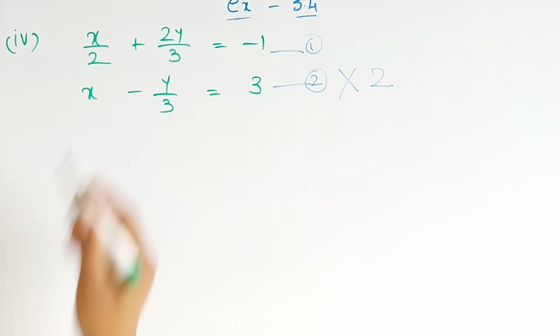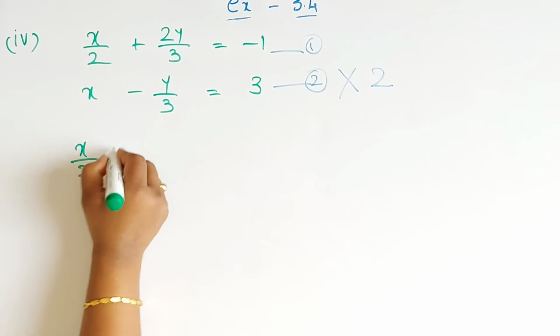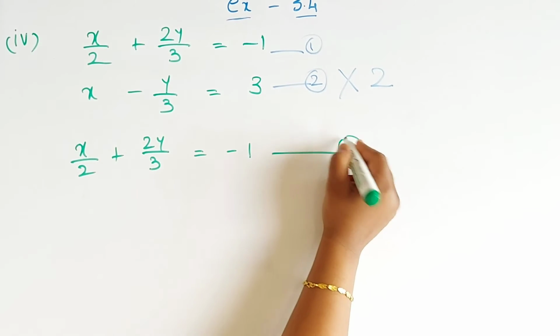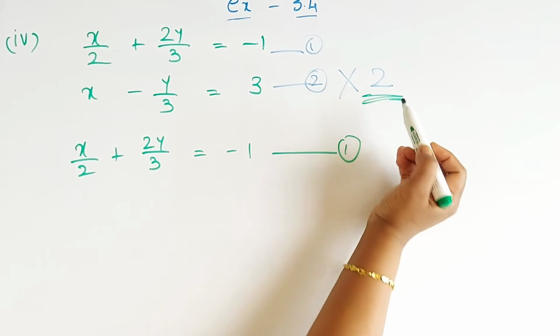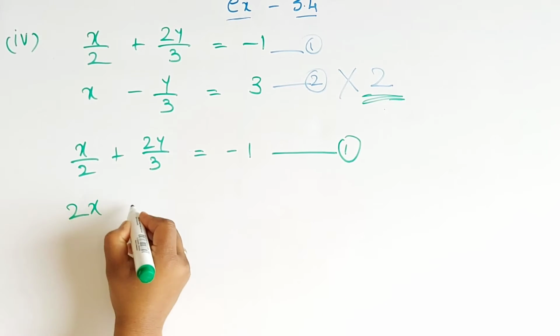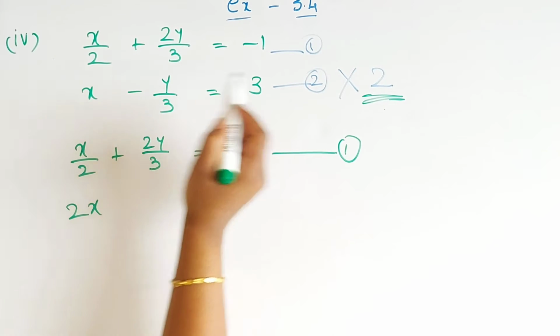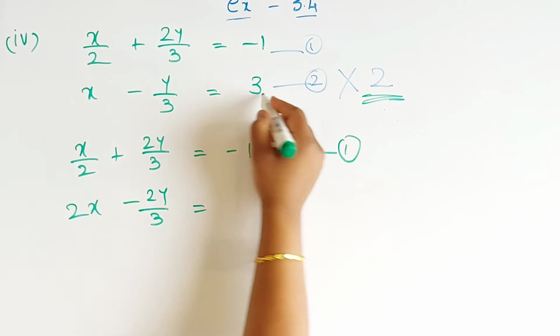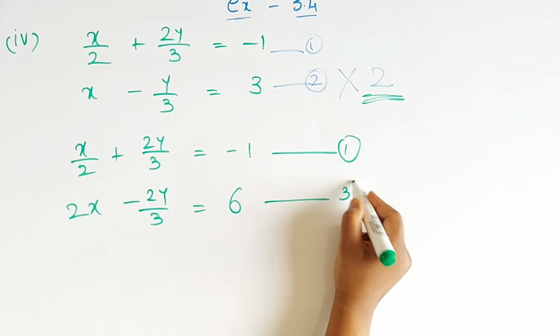So the first equation is the same: x/2 + 2y/3 = -1. This is the first equation only. But the second equation we are multiplying by 2. 2 into x, 2x. 2 into -y/3, that is -2y/3, children, equal to 2 threes are 6. Now this is the third equation.